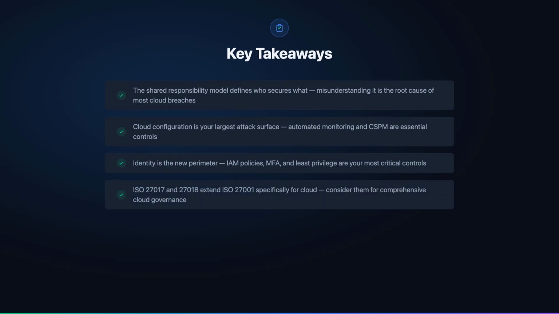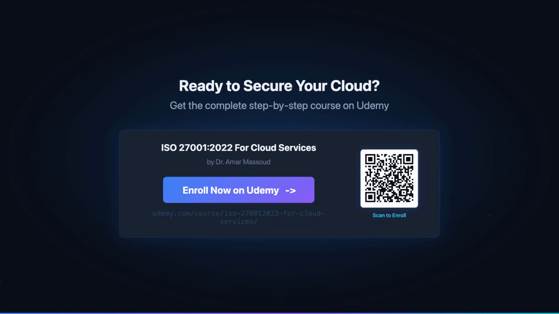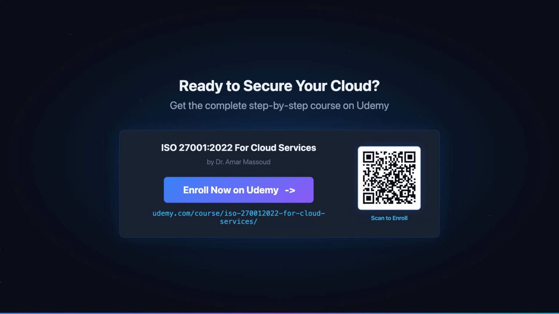And fourth, consider ISO 27017 and 27018 as extensions to your ISO 27001 certification for cloud services. They provide cloud-specific controls that demonstrate comprehensive cloud governance to customers, partners, and regulators. That wraps up our overview of ISO 27001 for cloud services.